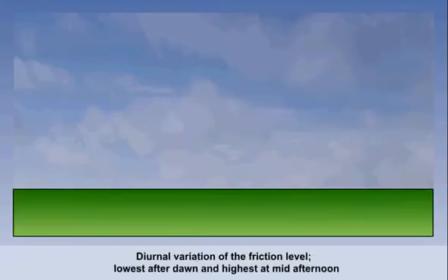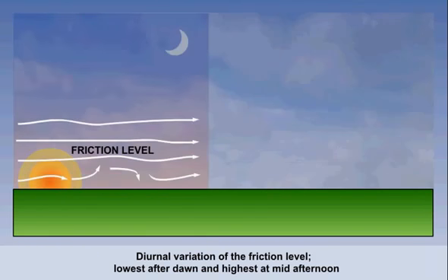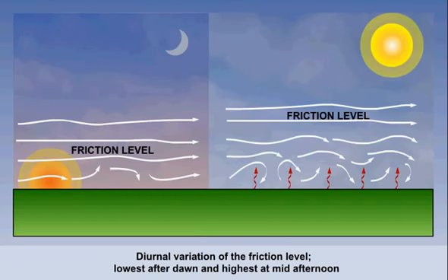As a result of the thermal effect, we should be able to notice a diurnal change in the friction layer and the friction level. When the land is at its coldest, usually just after sunrise, the friction level will be at its lowest, whereas during the afternoon, when the land is at its warmest, the friction level will be higher. However, on average, the depth of the friction layer is only a few thousand feet above the surface, usually 2,000 to 3,000 feet. But as we have seen, this will vary.